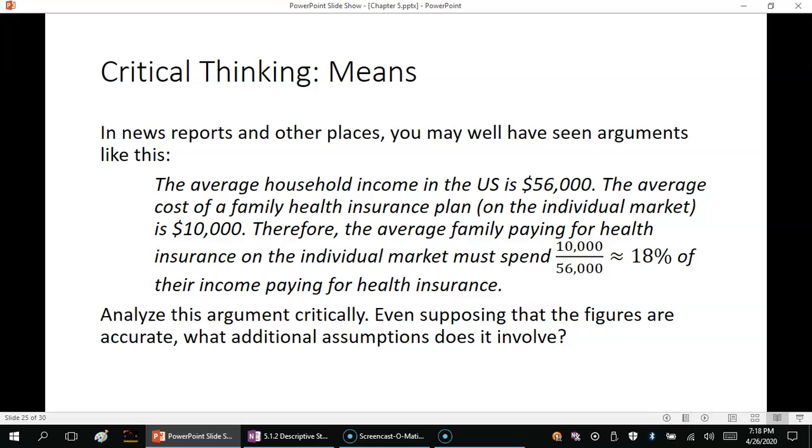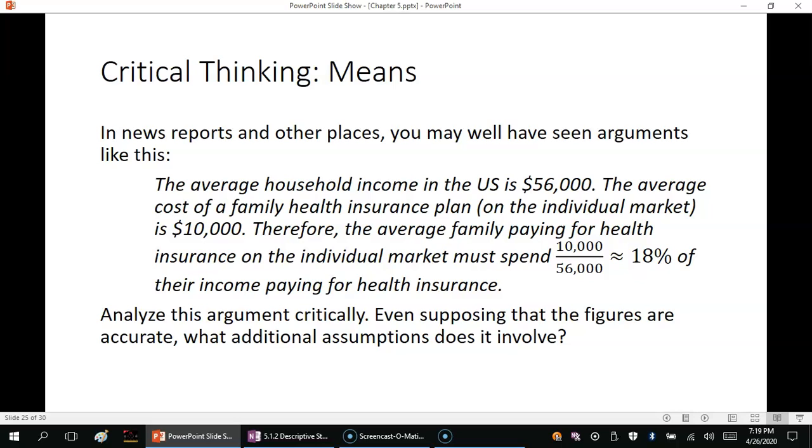And what it says is that in news reports and other places, you may have seen arguments like this. The average household income in the United States is $56,000. The average cost of a family health insurance plan on the individual market is $10,000. Therefore, the average family paying for health insurance on the individual market must spend about $10,000 divided by $56,000, or 18% of their income, paying for health insurance.